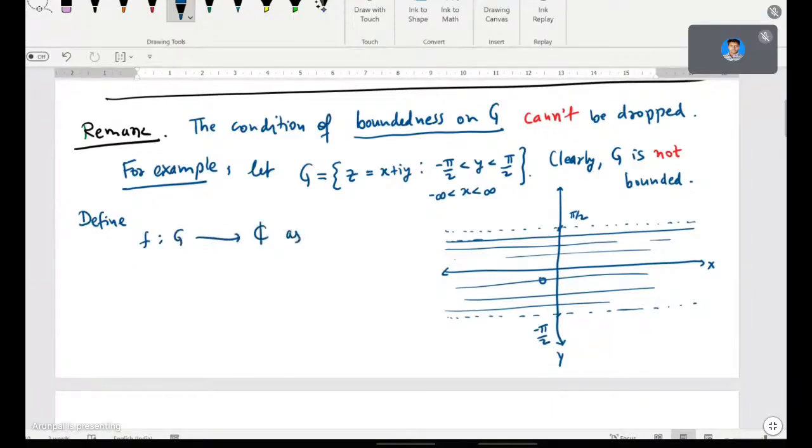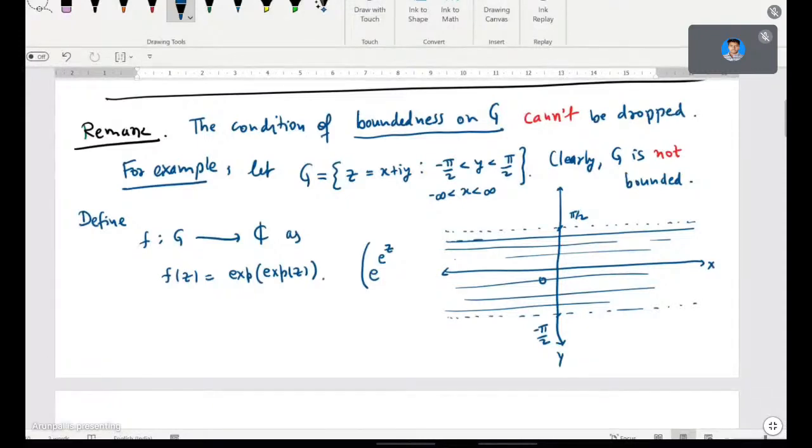This has f of z is equal to exponential of exponential z. It means it is what you write as e to the power z, something like this, right? You have this function, exponential of exponential z.